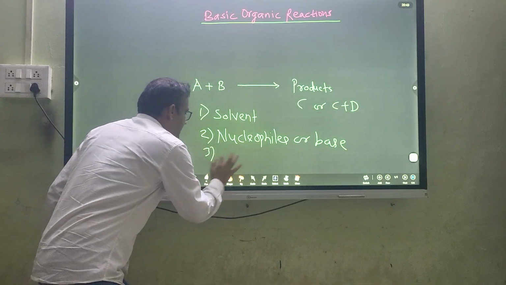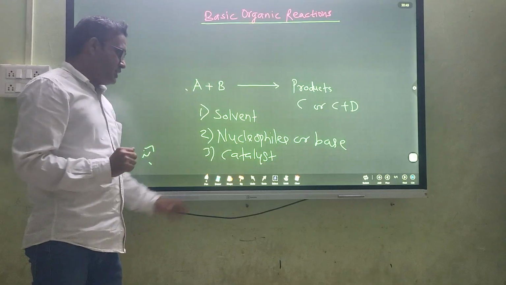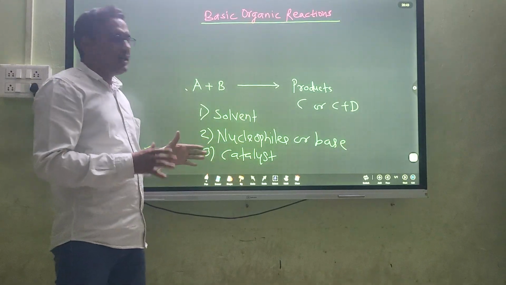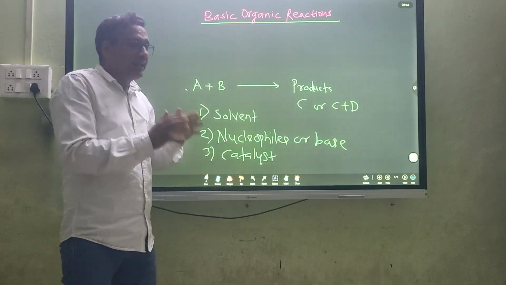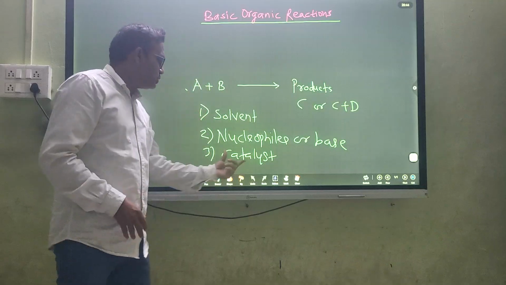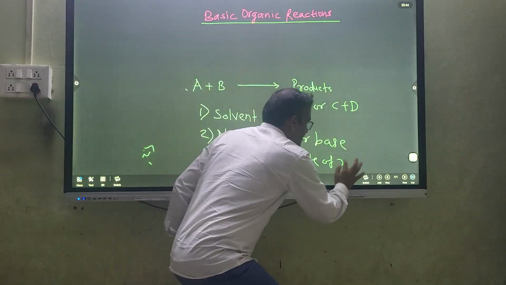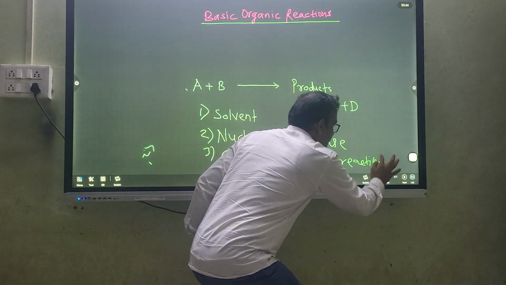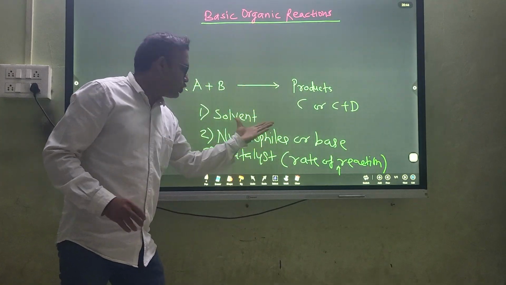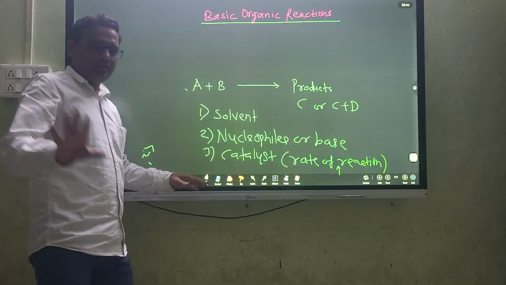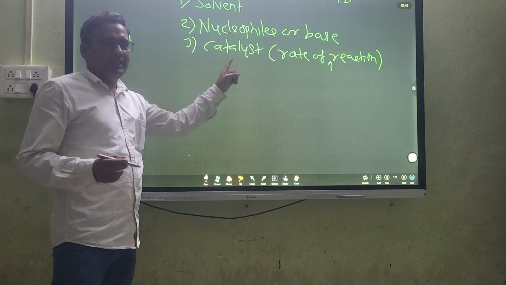Third is a catalyst. The catalyst is also important. What is the role of the catalyst? When A and B react with each other, the rate of reaction can be increased due to the catalyst. The rate of reaction increases. So the solvent, the nucleophile, the base and the catalyst each play a role.